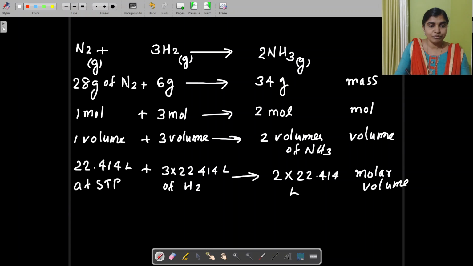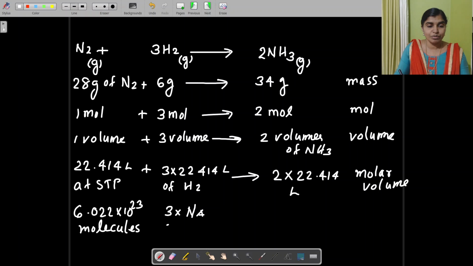And 1 mole consists of 6.022 into 10 raised to 23 molecules of nitrogen. This is taken as Na, Avogadro's constant. So what about the number of molecules of hydrogen? That is 3 times that of nitrogen, isn't it? So that is equivalent to 3 into Avogadro number of molecules of hydrogen, which can produce 2 into Avogadro number of molecules of ammonia. So that gives the number of molecules.